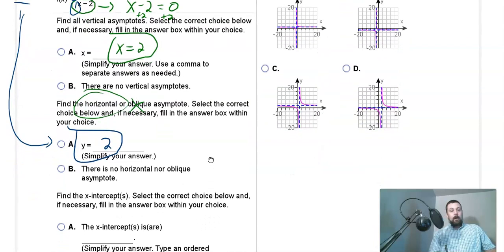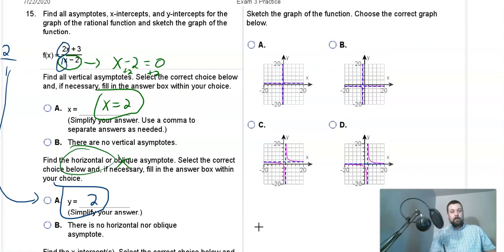All right, the x-intercepts. So we're going to find the x-intercepts. We'll do that here. You set y equal to 0. So remember, this is the y variable here. We're setting that equal to 0. So we get 0 equals (2x plus 3) over (x minus 2).